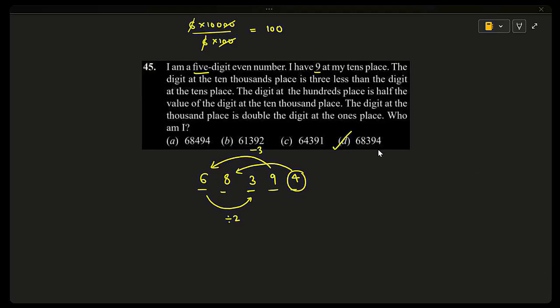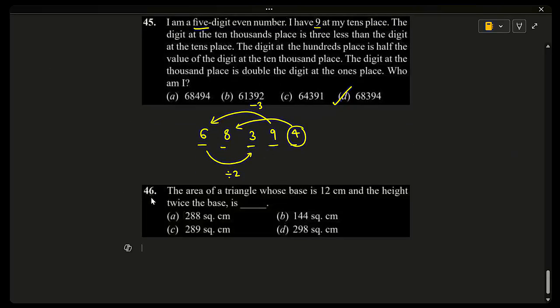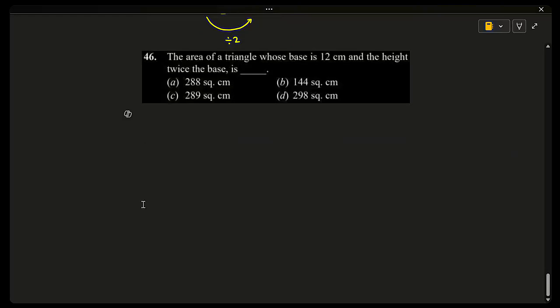Next one, 46th question. The area of a triangle whose base is given 12 centimeters and height twice the base is. So we know area of the triangle is half into base into height. The base is given 12 centimeters and height they say twice the base. Twice means 2 times the base, 2 times 12. So this will give you the answer. 2 cancels. 12 square we know 144. That is option B. So area of the triangle you should remember half into base into height.